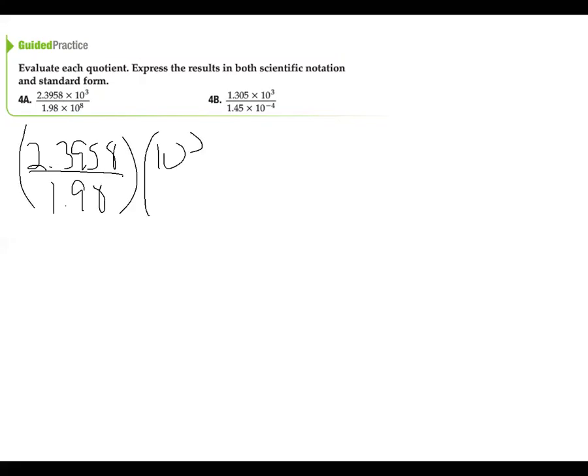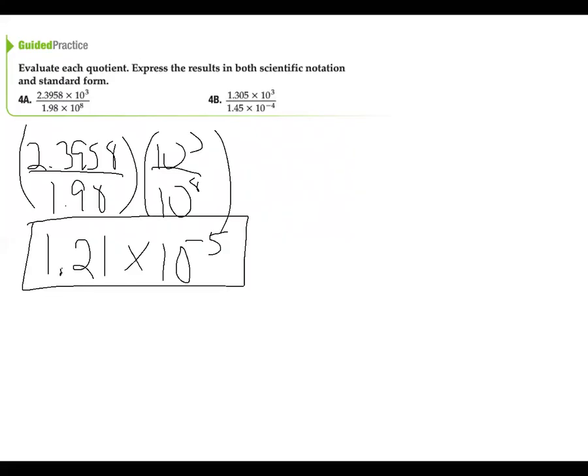10 to the 3rd over 10 to the 8th. So 2.3958 divided by 1.98 gives you 1.21 times 10 to the negative 5, because 3 minus 8 is negative 5. And check it out, your answer is already in scientific notation. Okay, so that's good. Then we just have to put it in standard form.